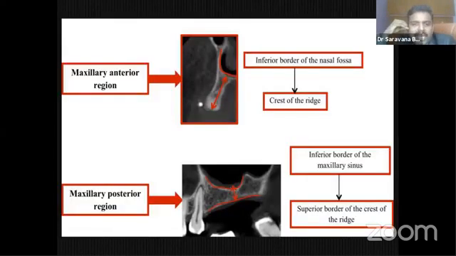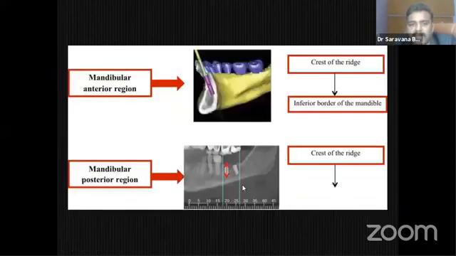Okay, maxillary anterior region, I told you, from the crestal region till the nasal floor. Height is from the crestal alveolar bone till the nasal floor. This is buccolingual width. Maxillary posterior region is from the crestal region till the floor of the maxillary sinus. In the mandibular anterior region, from the crest to the bottom level. In the mandibular posterior region, from the crestal alveolar bone to the mandibular canal.